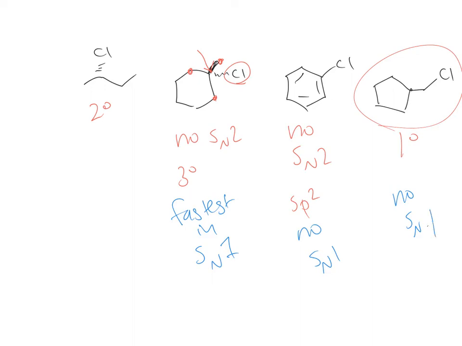No SN1 because it's primary, and primary carbocations are so unstable that they basically don't exist. You can't make them. So you can't have an SN1 or an SN2 on sp2 hybridized carbons. They only happen on sp3 hybridized carbons. The reason is that those carbocations are super unstable. A vinyl carbocation, where the plus charge is attached directly to the double bond, is super unstable.